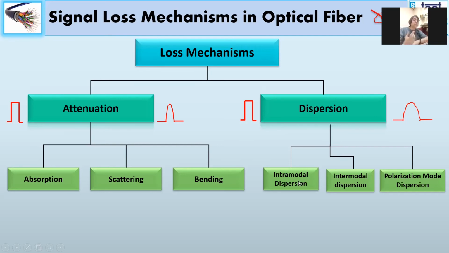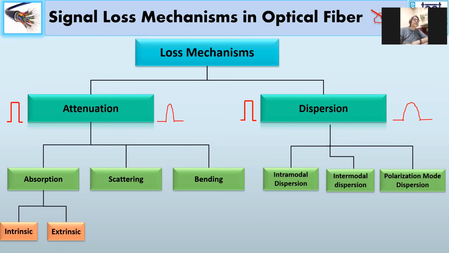Because of the mode itself, we come across certain problems; that is intramodal. Intermodal is when you are transmitting multiple modes. Because of the presence of multiple modes, you come across a dispersion that is called intermodal. Then there is polarization mode dispersion: depending upon the polarization of the mode, again the characteristics of the medium change and result in dispersion.